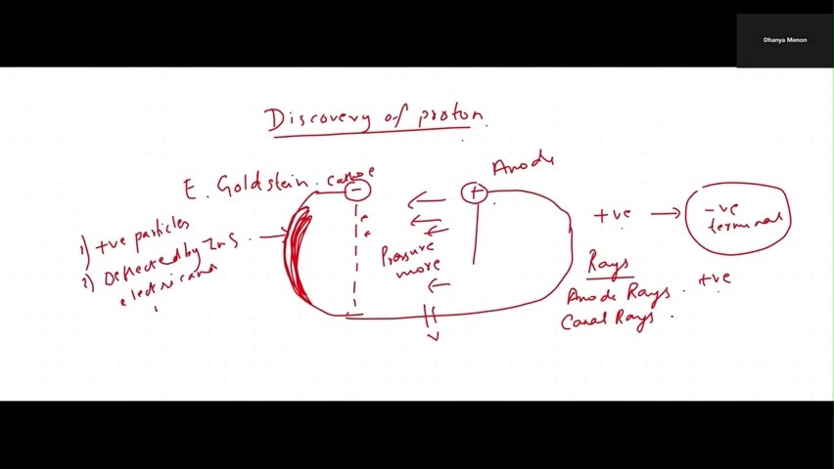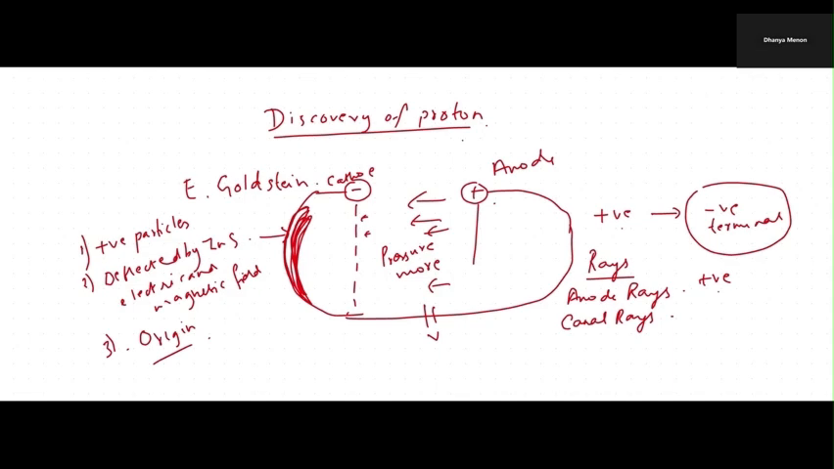Magnetic field. Okay. Now, the origin of the canal rays or anode rays.